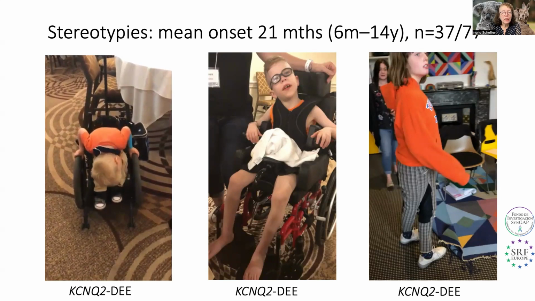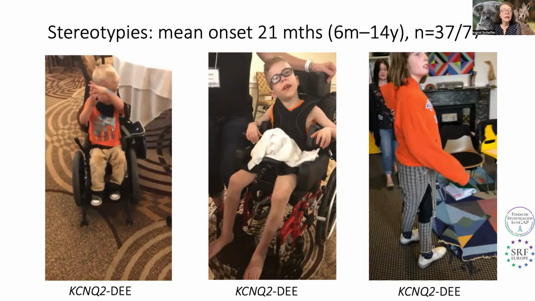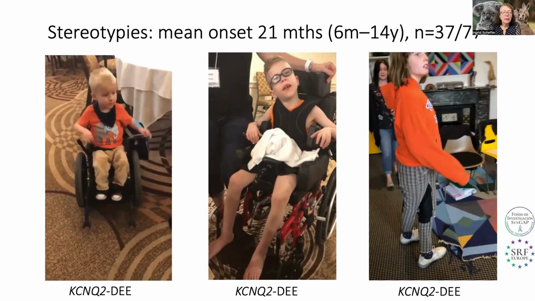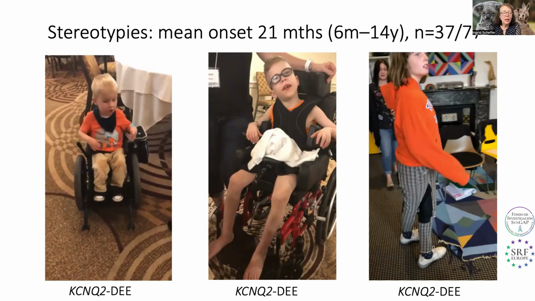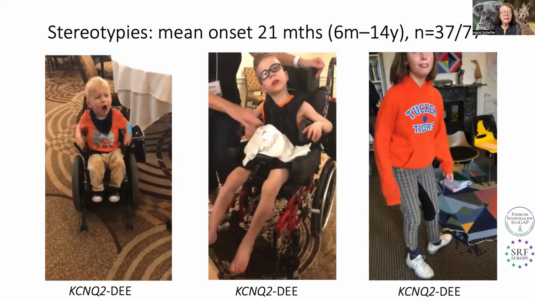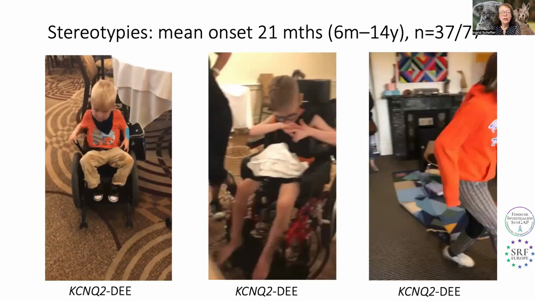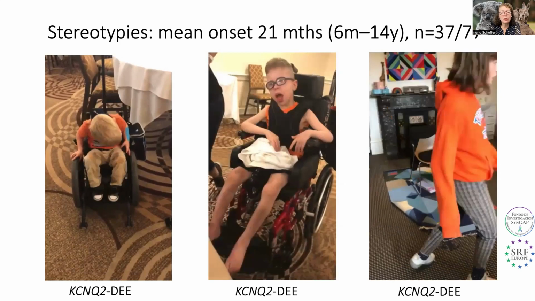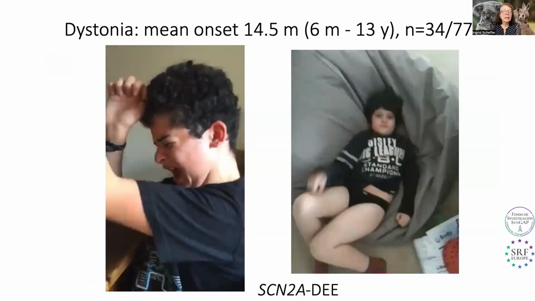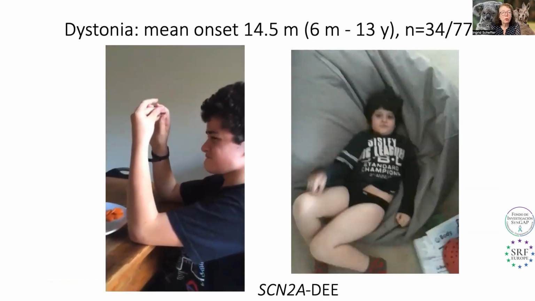And here you can see 3 individuals with potassium channel KCNQ2 DEE, and the little guy that you can see is having some stereotypic rocking and arm and leg movements, as has the next little guy. And then this big girl is a bit higher functioning, and she has this backward stereotypy that almost causes her to fall over. The second type of movement disorder is dystonia, with a mean onset of 14 months.